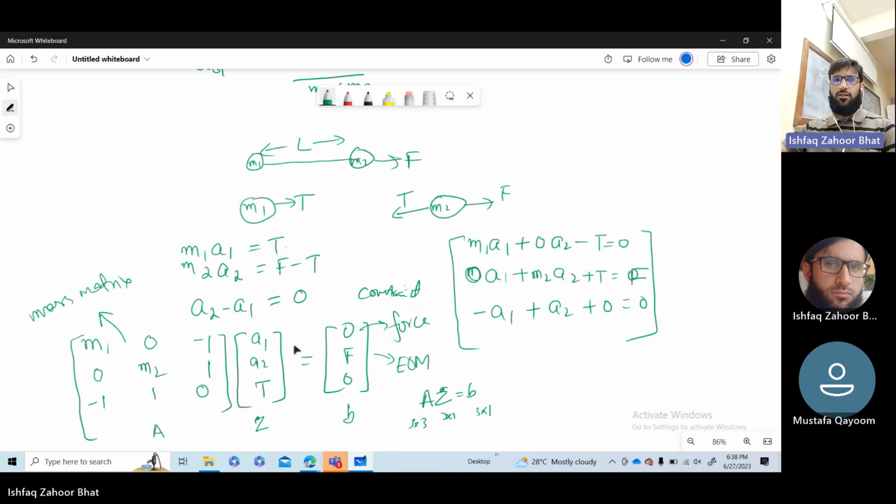So why I am calling this the equation of motion: basically, we are searching for A1, A2, and T at every instant of time. You know this thing. There is M1, 0, M2. You know this is a constant. So every time you know this A, and you know this 0, F, and 0, which also is a constant. But every time you will not find this as a constant. There will be some variables. And here this is also a variable. Maybe F is not a constant; it is a function of time. So each time this value will be different.